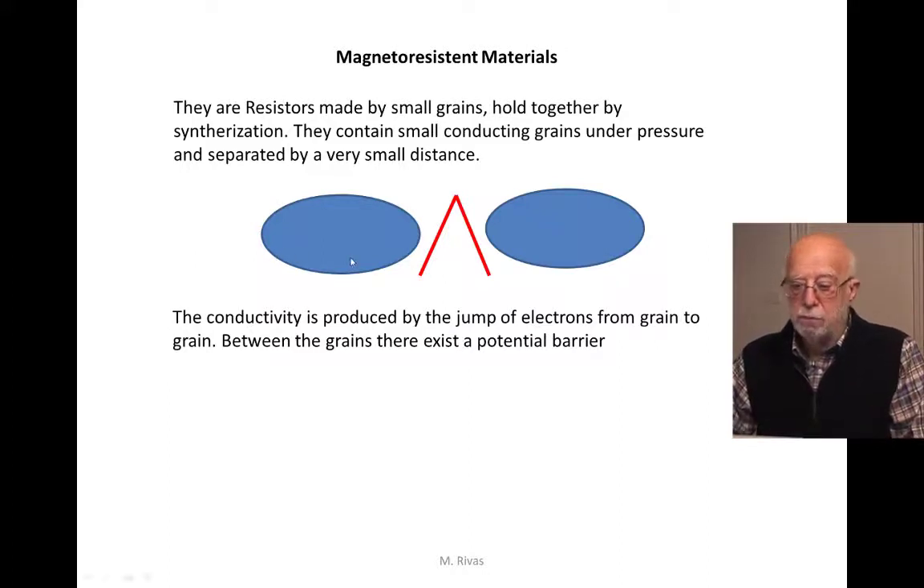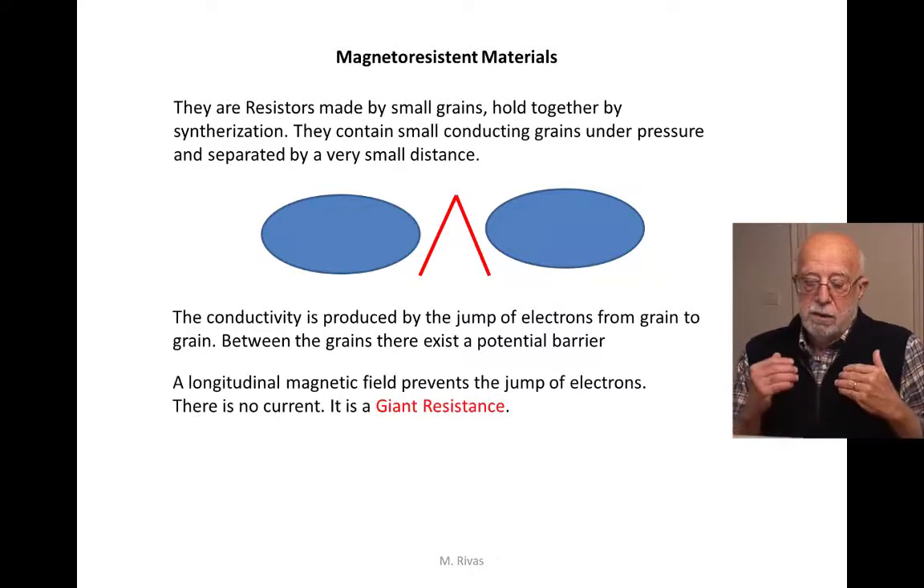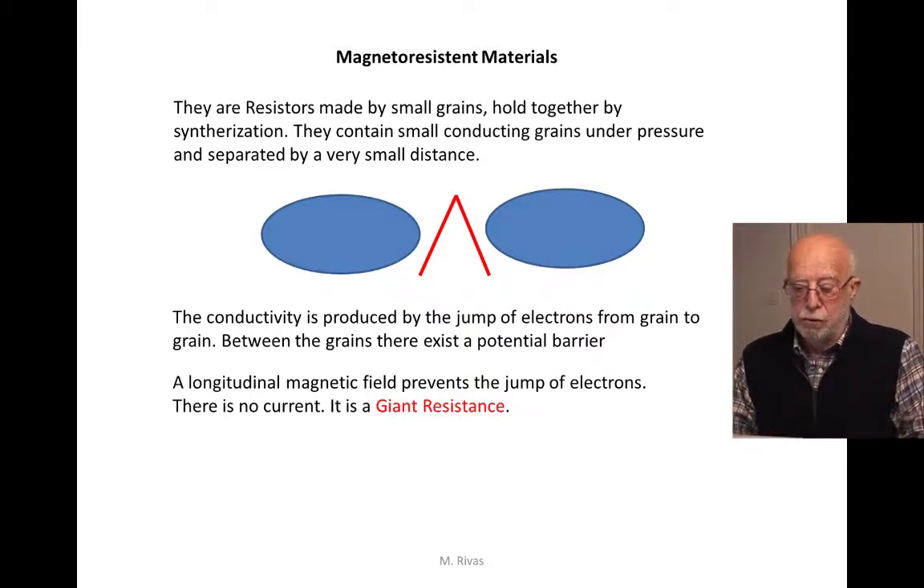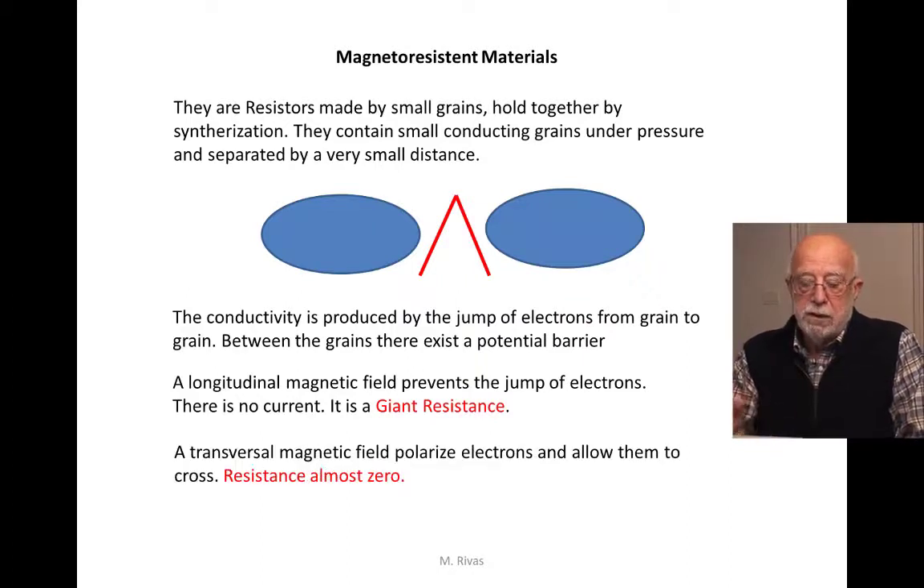And we know how to manage potential barriers by using magnetic fields. If I introduce a magnetic field in this direction, spin electrons polarize in that direction, so there will be no jump of electrons between grains. This kind of magnetic field prevents the crossing of electrons, and this device is a device of a colossal or giant resistance. But if we introduce a transversal magnetic field, there will be many electrons which can cross the barrier, and basically the electrical resistance of this device is quite low.